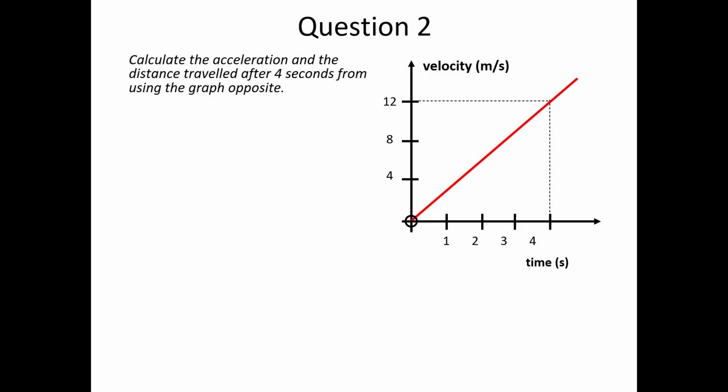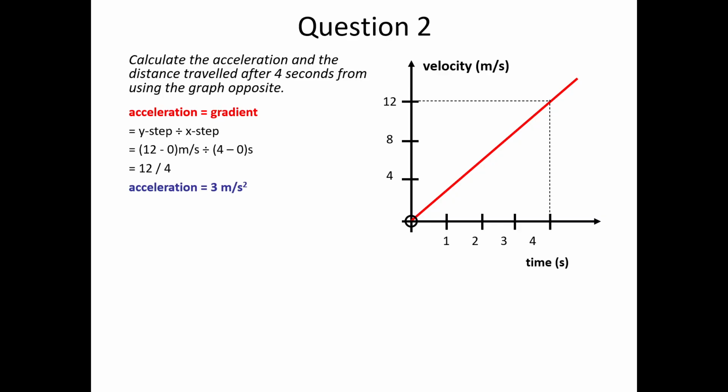Now the main thing, first thing to look at here maybe is the acceleration, okay? So it's the gradient. On the y step, you've got 12, then you've got 4 on the x step. And so 12 divided by 4 is 3 meters per second squared, okay?